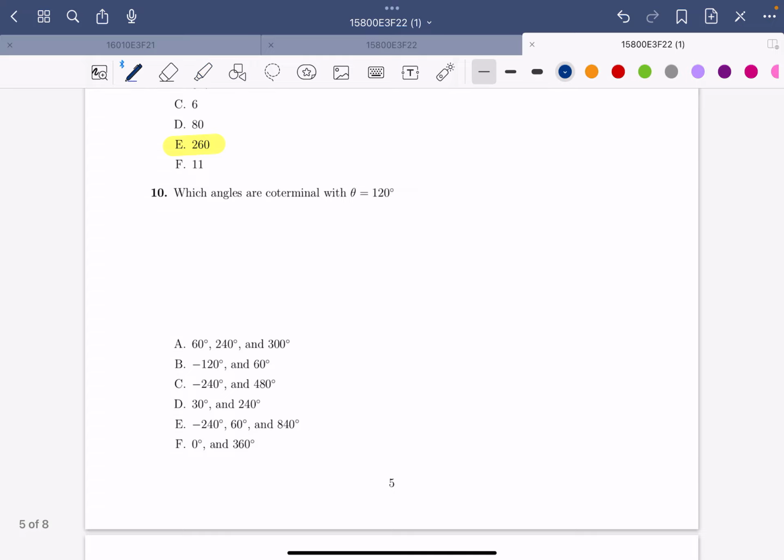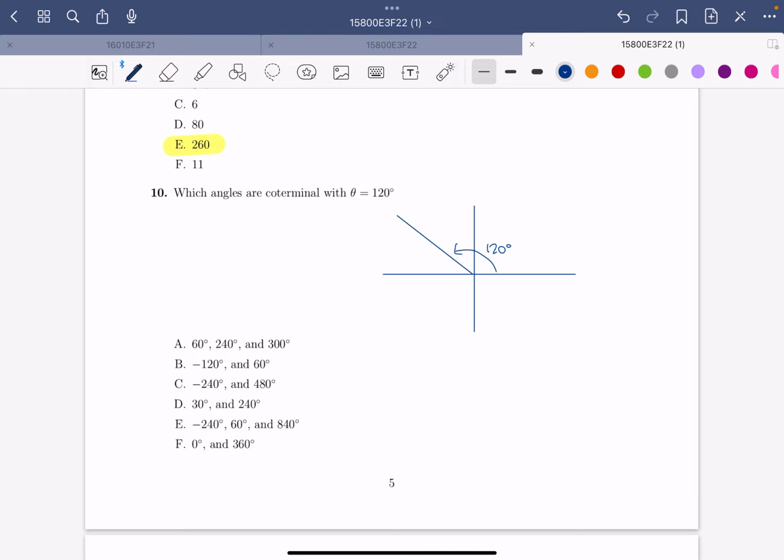Which angles are coterminal with 120 degrees? So I'm going to draw out my coordinate axes again because it makes it a lot easier for me to see. 120 degrees is less than 180, but more than 90, so it is somewhere in this quadrant right here. So we can go ahead and just start going through the answers. I feel like with this kind of question, it's a little bit easier to do that.